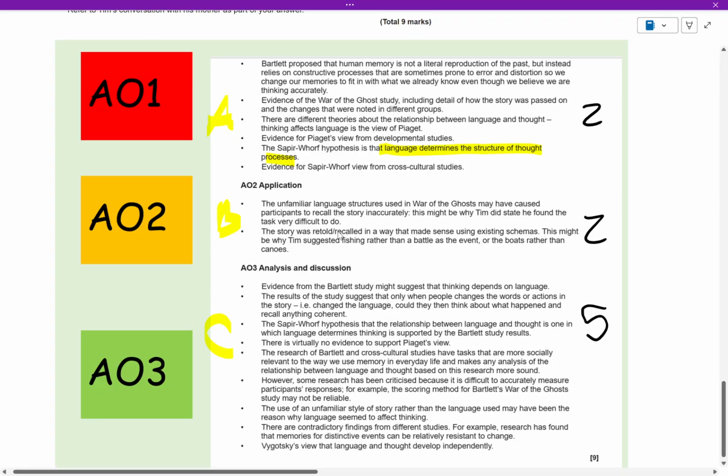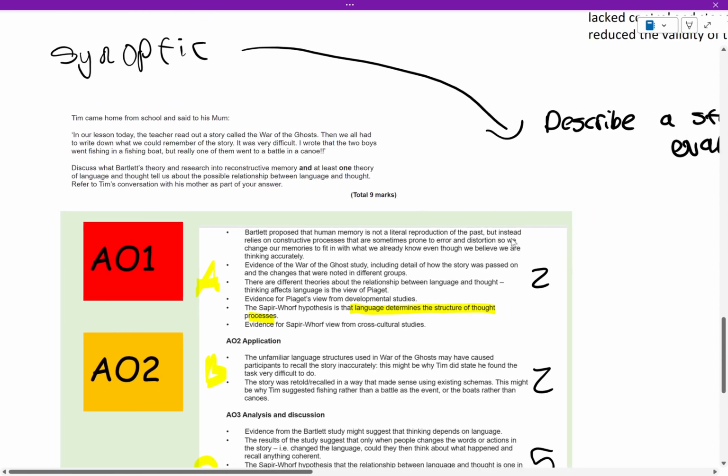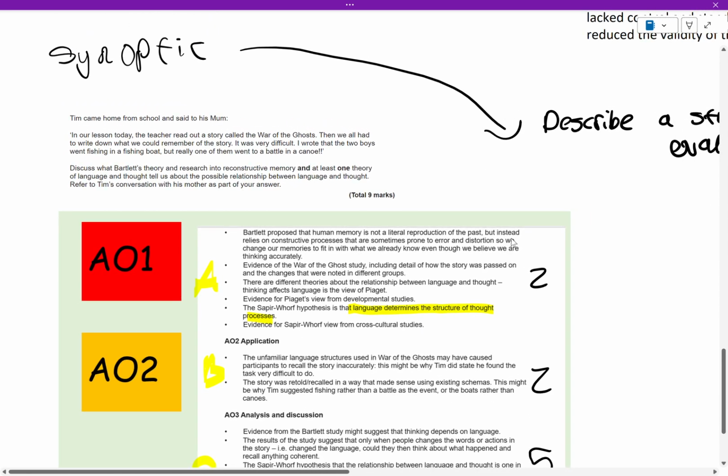The story was then retold and recalled in a way that made sense using existing schemas. So his existing perception of what he thinks a canoe is, for example. He perceives the canoe as a fishing boat because that's what he's familiar with. Therefore, he recalls it as a fishing boat.